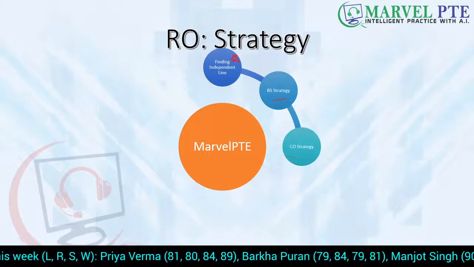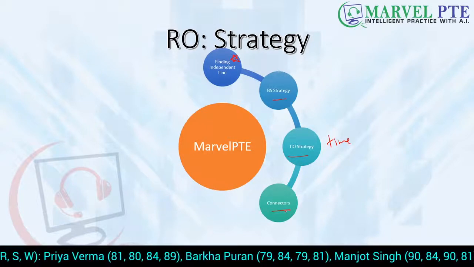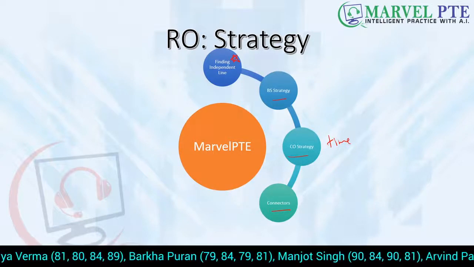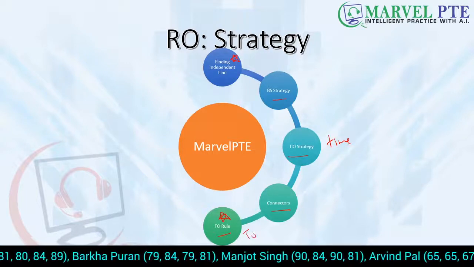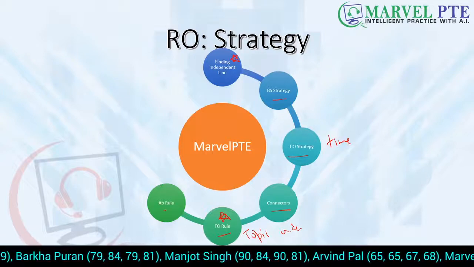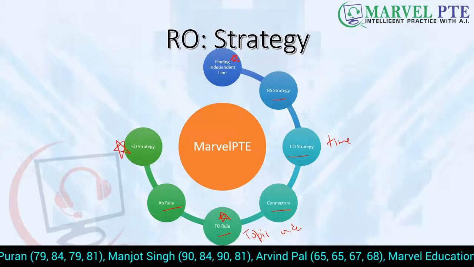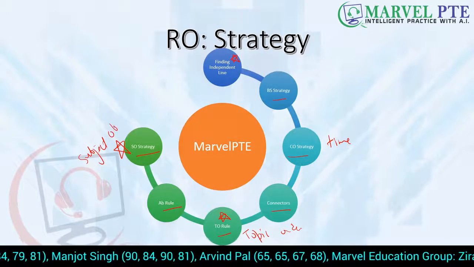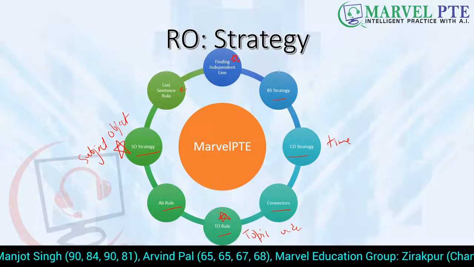Then the CO strategy, which is based on time. And then the connector strategy, like we use signposting words. Sometimes if there are signposting words, they can help us to connect. Then the TO strategy, topic order strategy, whose implementation we saw today. Then the AB rule, which is the abbreviation rule. Then the next strategy, which is quite important, is the SO strategy, the subject object strategy, and we saw its implementation today also. And then how to find the last sentence.